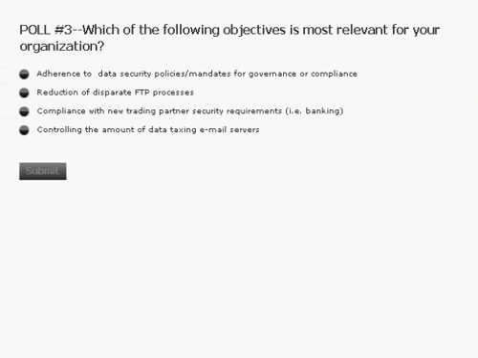Which of the following objectives is most relevant for your organization? Is it the adherence to data security policies and mandates for governance or compliance, the reduction of disparate FTP processes, compliance with new trading partner security requirements, i.e. banking, or controlling the amount of data taxing email servers?